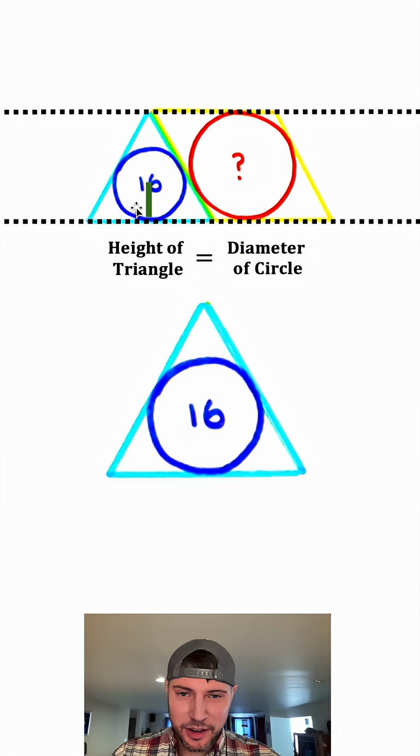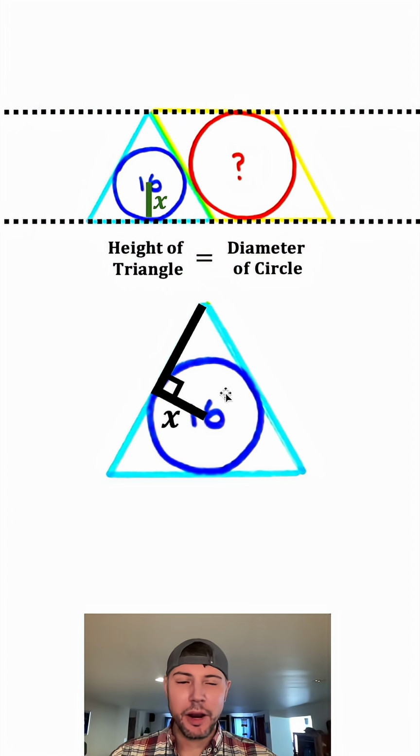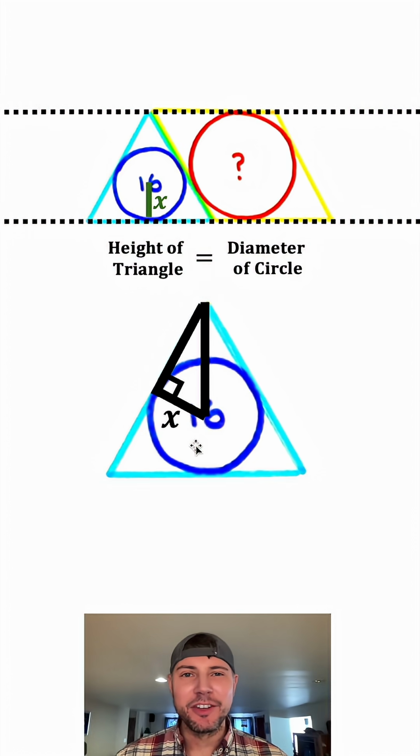Let's call the radius of this circle x. That means that this radius would also be x. And if we extend this tangent line to the circle, this will be at right angles. And that's due to the fact that the radius of a circle is always at right angles to a tangent line at this point of tangency. And then from this vertex, let's bisect the angle down to the center of the circle.